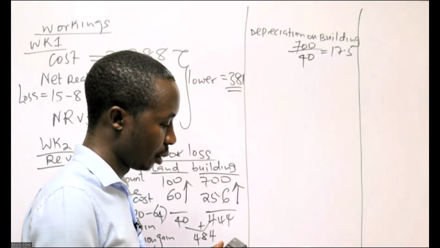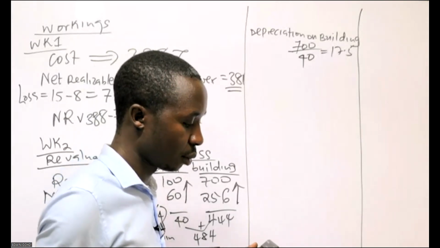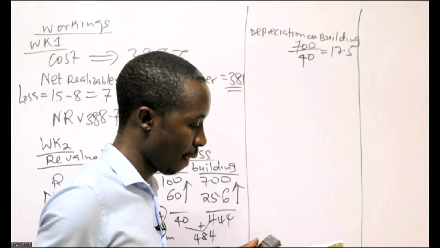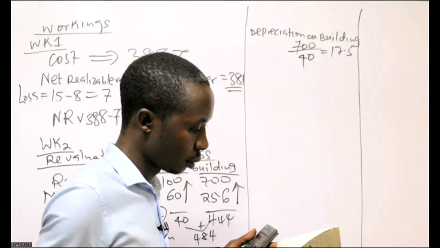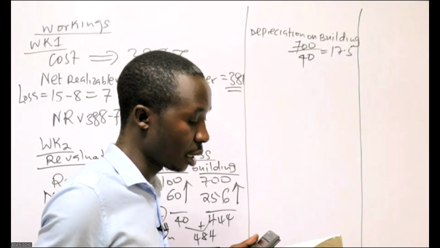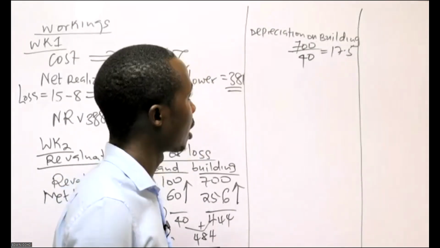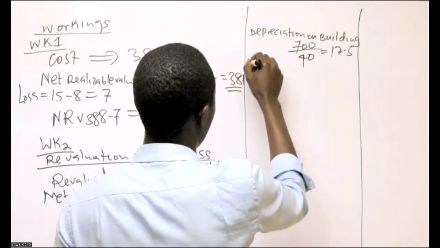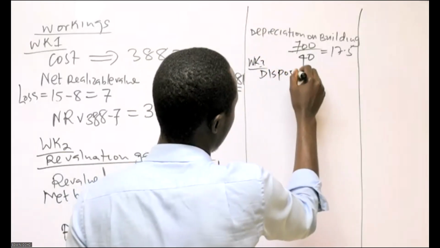Number 4, during the year, the company sold some equipment which cost 15, with accumulated depreciation as at 1st January 2014 of 3 million. So once you see a disposal of non-current assets, you do a disposal account. So working 3, you can do the disposal account.